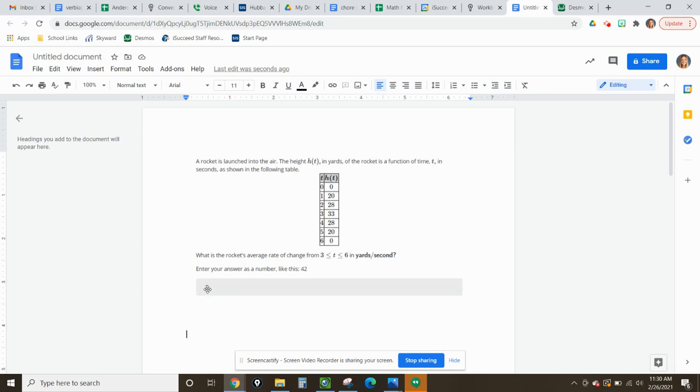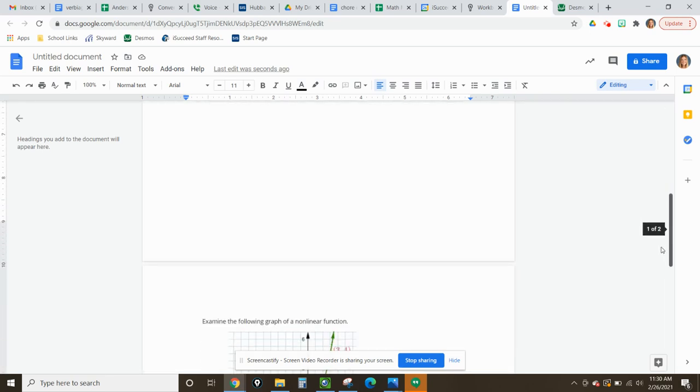You had 3. So 3 is not correct. It should be 11 because I subtracted the difference. So that's 33. And then I divided by the difference of the time here. So from 6 seconds to 3 seconds, that's a difference of 3. So 33 divided by 3, you get 11. Let's look at this next one.